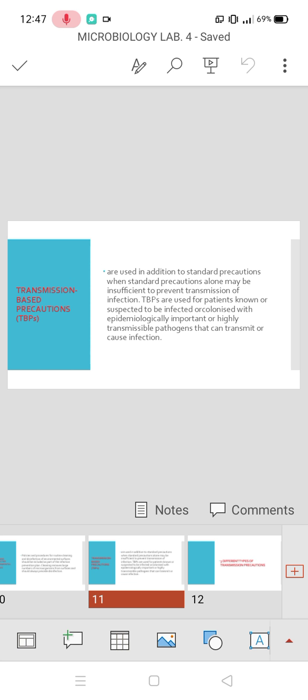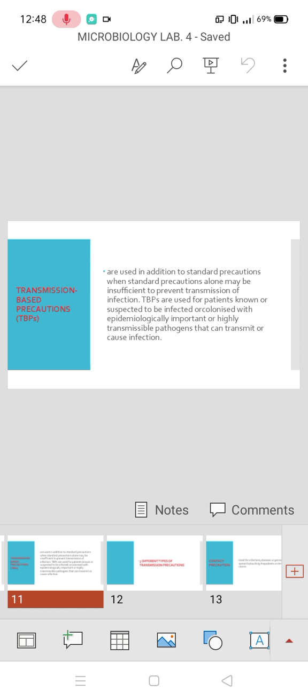Transmission-based precautions are used in addition to standard precautions when standard precautions alone may be insufficient to prevent transmission of infection. Transmission-based precautions are used for patients known or suspected to be infected or colonized with epidemiologically important or highly transmissible pathogens that can be transmitted or cause infection.